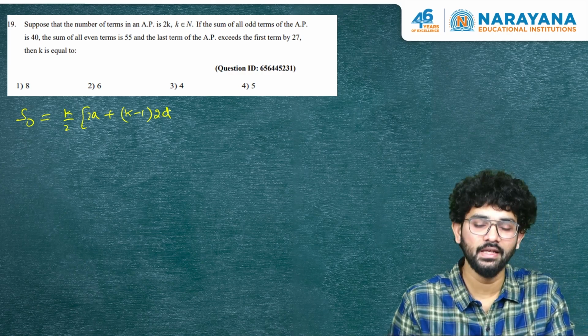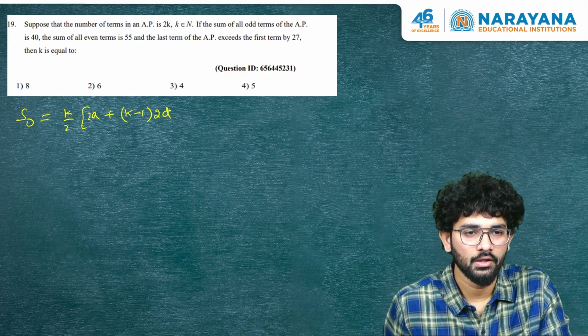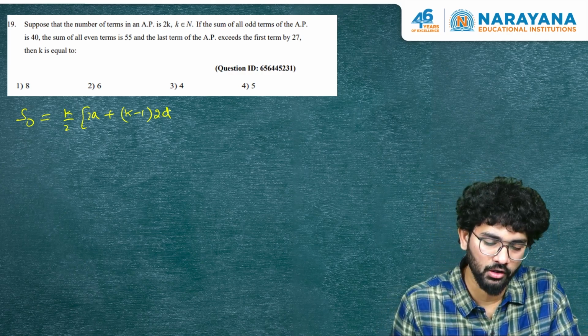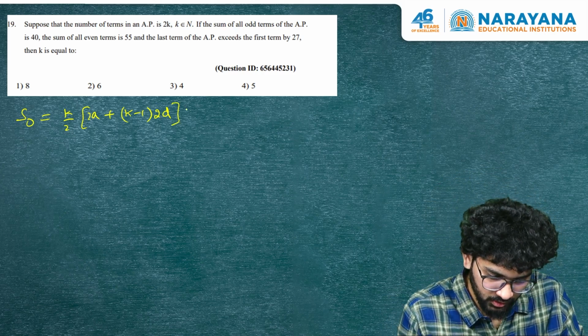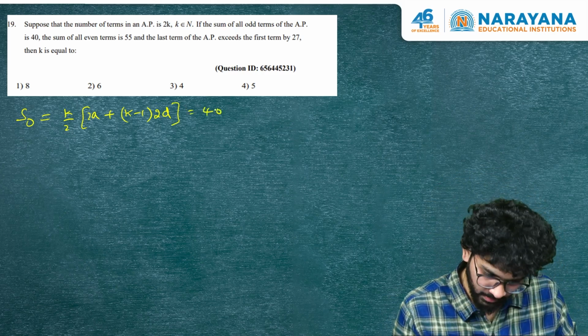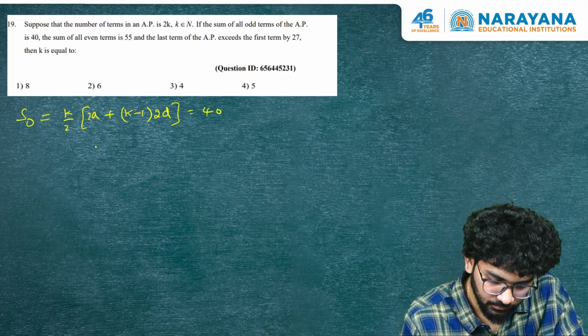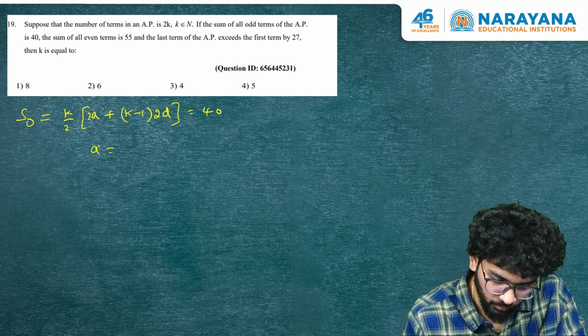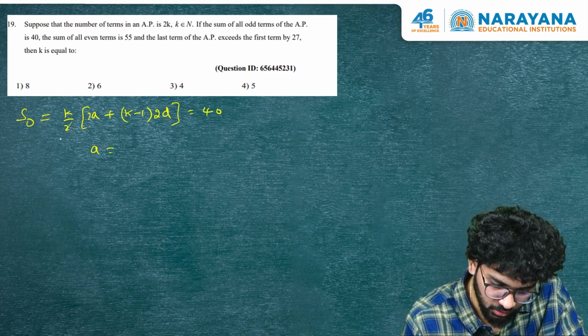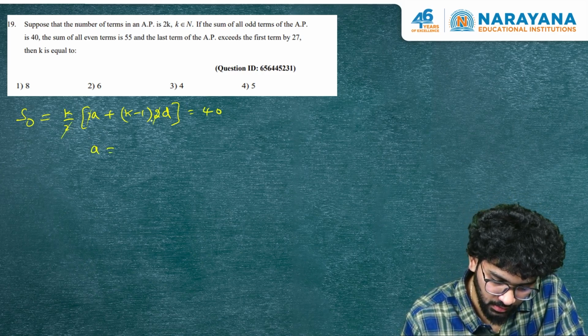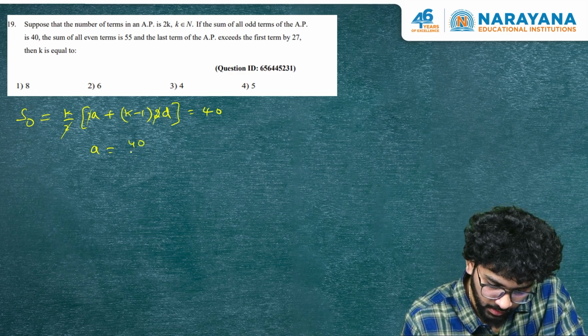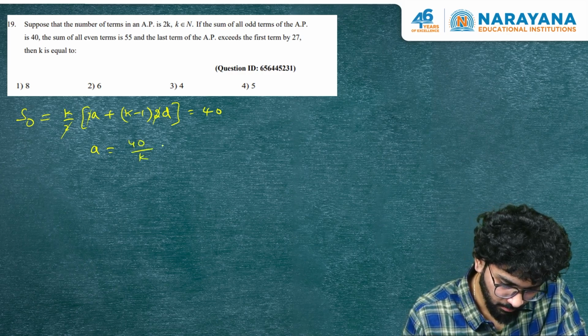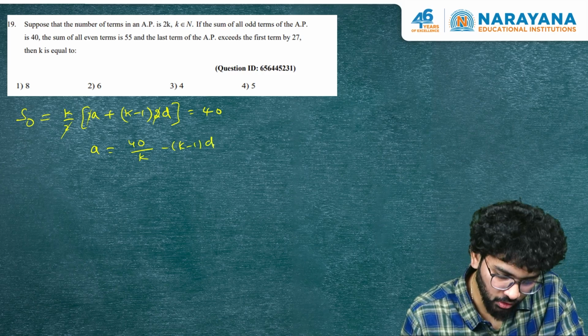If I assume d as the common difference of that AP, then 2d will be the common difference between the odd terms. This is equal to 40. So from here I can write, the 2 and this 2 get cancelled, a is equal to 40 by k minus (k minus 1) into d we are getting.